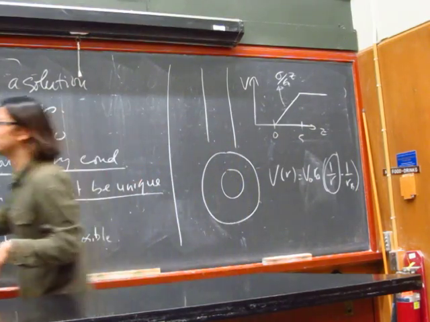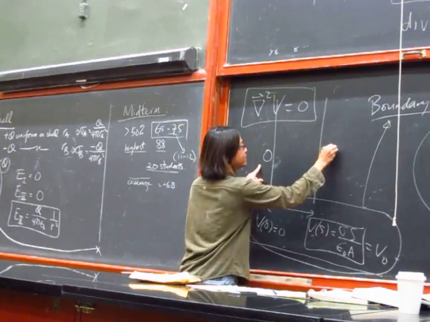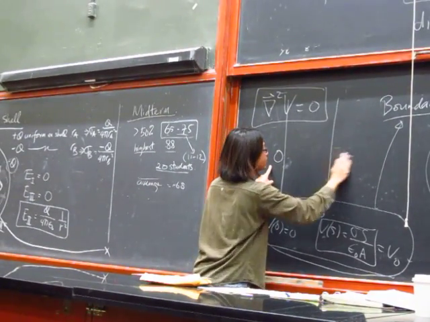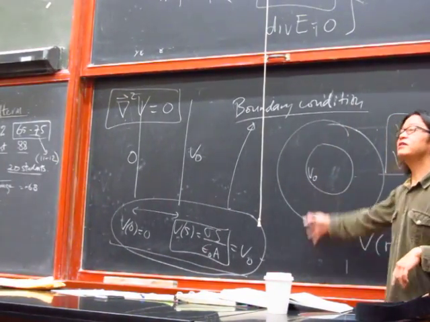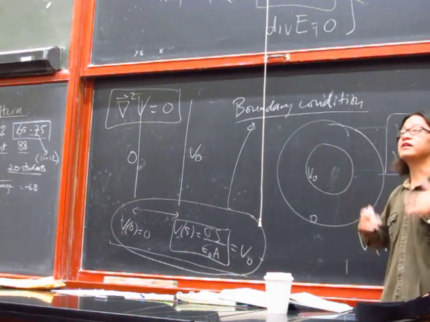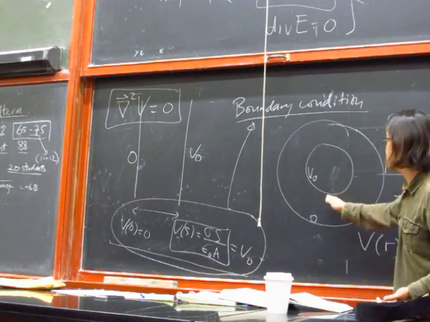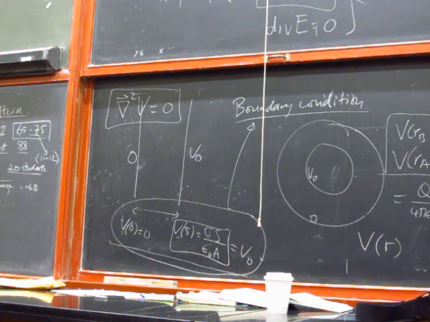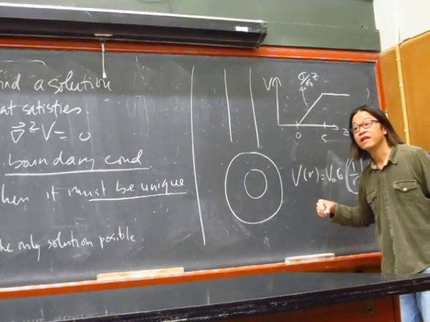Because I have to make sure that the potential is 0 here and it's V naught here. Okay? And it's V naught here and it's 0 here. That pretty much sets what that constant has to be. The functional dependence is still the same. It's still linear in the case of a slab. It's still 1 over R in the case of the concentric shell.